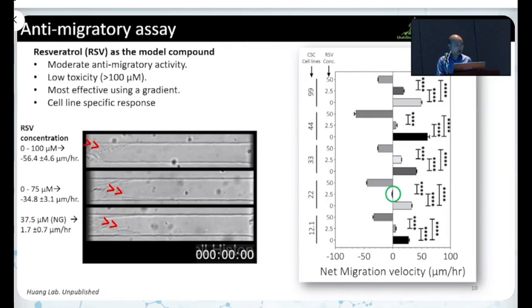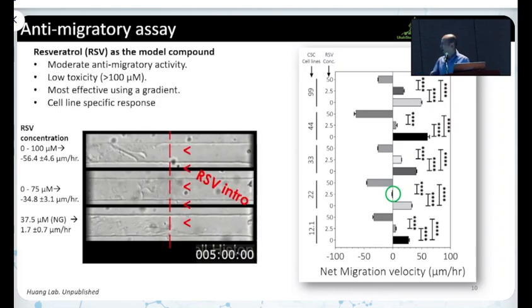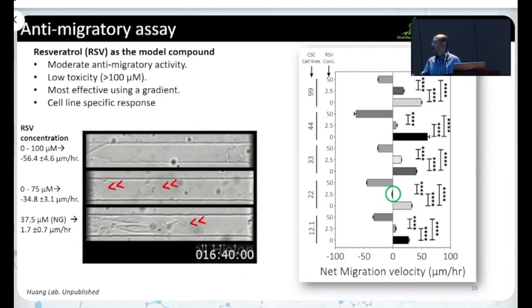Let me just show the video again. Now they start from the left end. In the middle part, they pretty much migrate at the same speed. But once we add resveratrol, they are repulsed back to the starting point at different speeds. In the higher gradient of the resveratrol, you can see the repulsion process is much more effective, whereas with the same concentration but no gradient, you can see the repulsion is very weak.